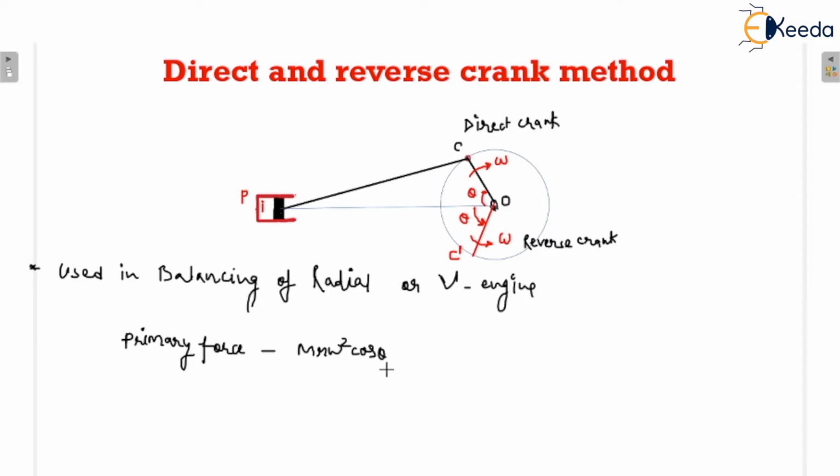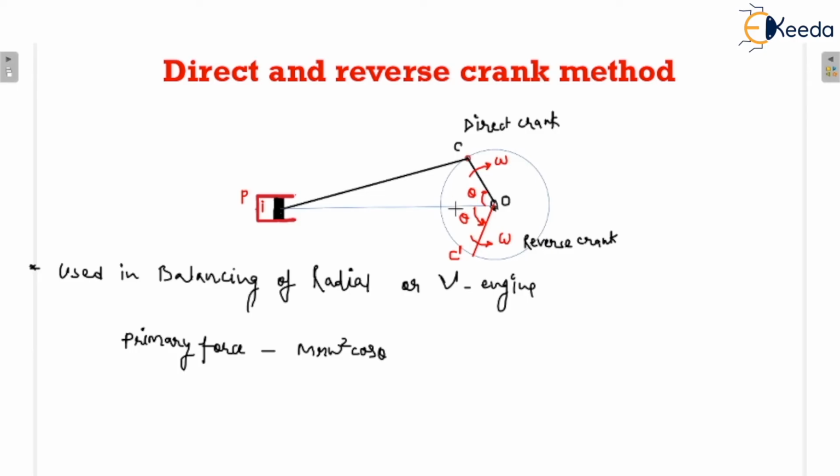Now this force is equal to the component of the centrifugal force along the line of stroke. We all know that if a mass m is attached at the end of this crank, there will be a centrifugal force m r omega square, so the primary force is nothing but the component of m r omega square along the line of stroke, the horizontal component.